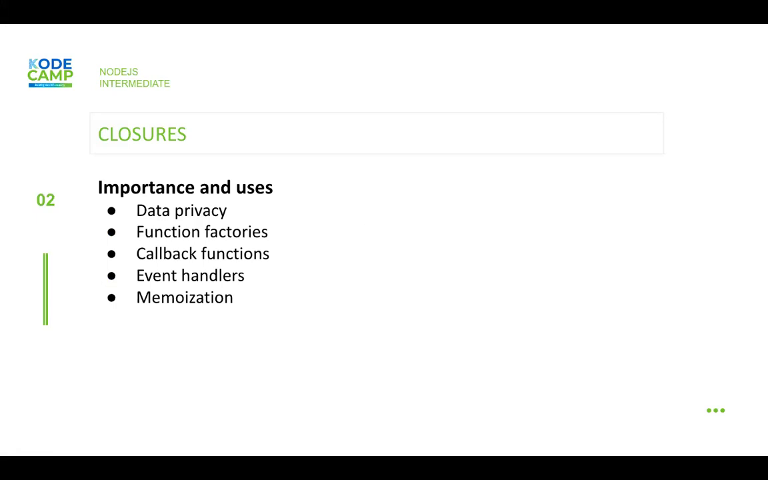closures. Now, closures can be used to protect data, to construct functional factories, to write callback functions, to handle events in web applications, and it can also be used in memoizing expensive calculations or expensive functions. Now, we'll first of all start with data privacy.